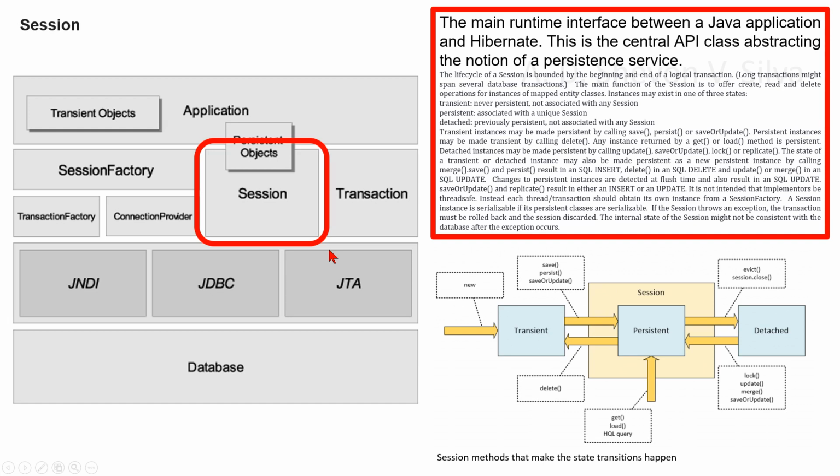It is not intended that implementers be thread safe. Instead, each thread or transaction should obtain its own instance from a SessionFactory. A session instance is serializable if its persistent classes are serializable. If the session throws an exception, the transaction must be rolled back and the session discarded. The internal state of the session might not be consistent with the database after the exception occurs. Here you can see session methods that make state transitions happen.